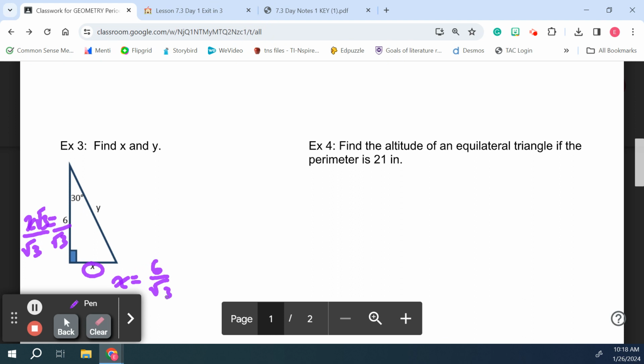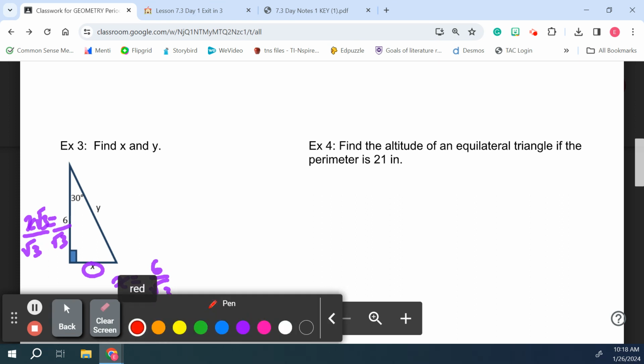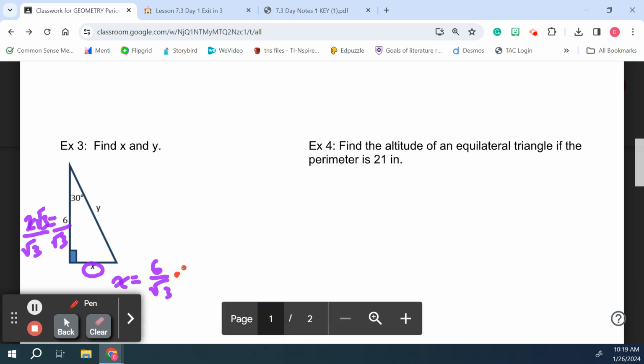But I need to rationalize. You guys remember that? Rationalize the denominator. You can't have a radical in the denominator, right? So I'm going to multiply both by the square root of 3 over the square root of 3. This is going to be 6 square root 3 over square root of 9, which gives me 3. And then what's 6 divided by 3? 2. So 2 square root 3. And this is actually my x. This is my short leg.